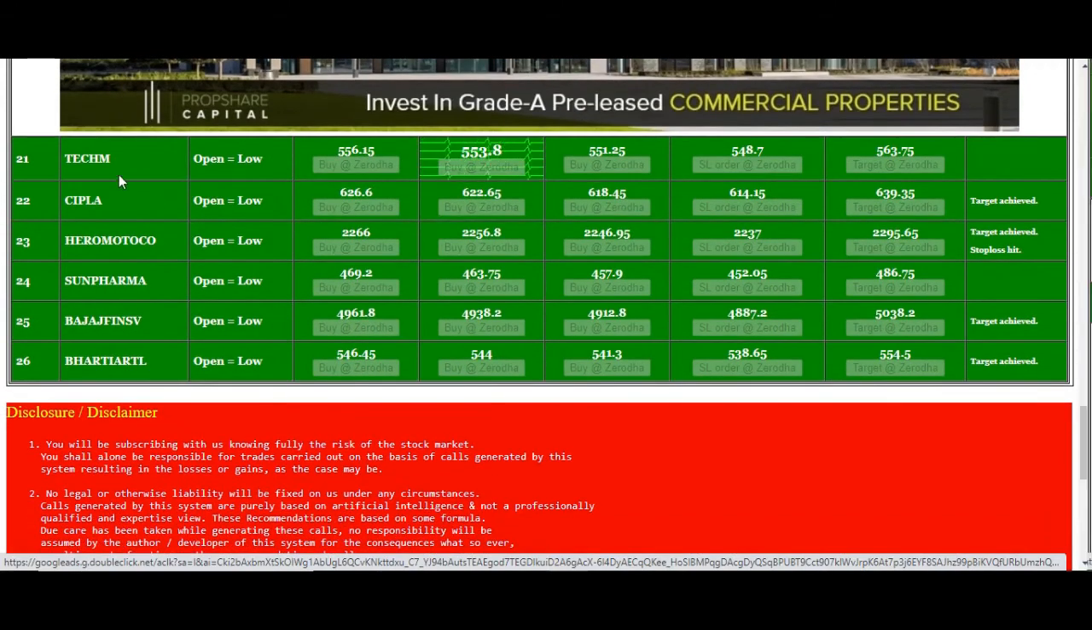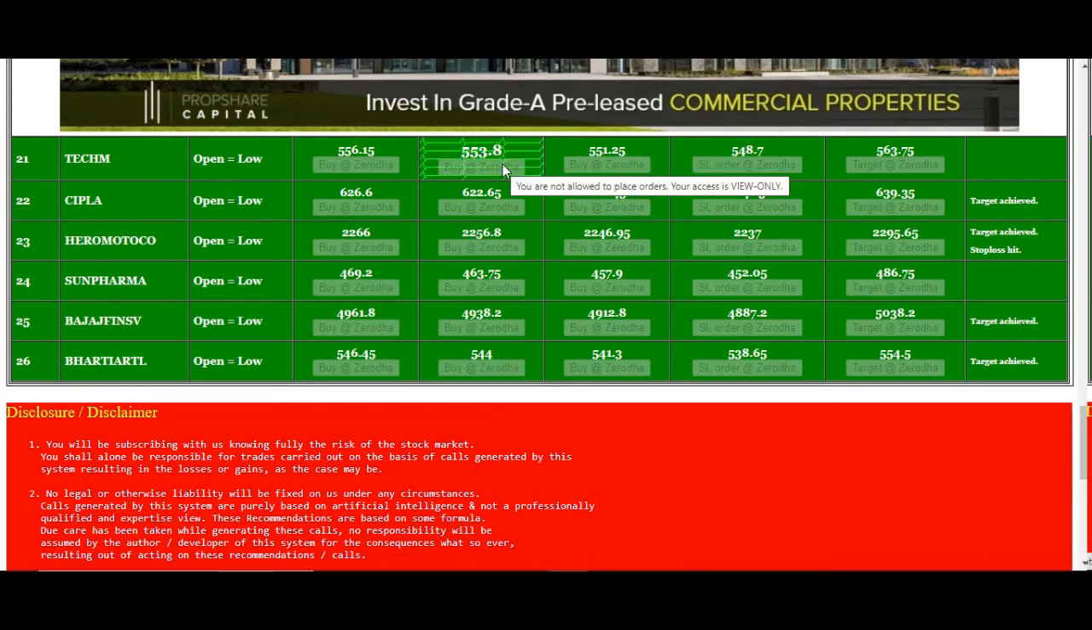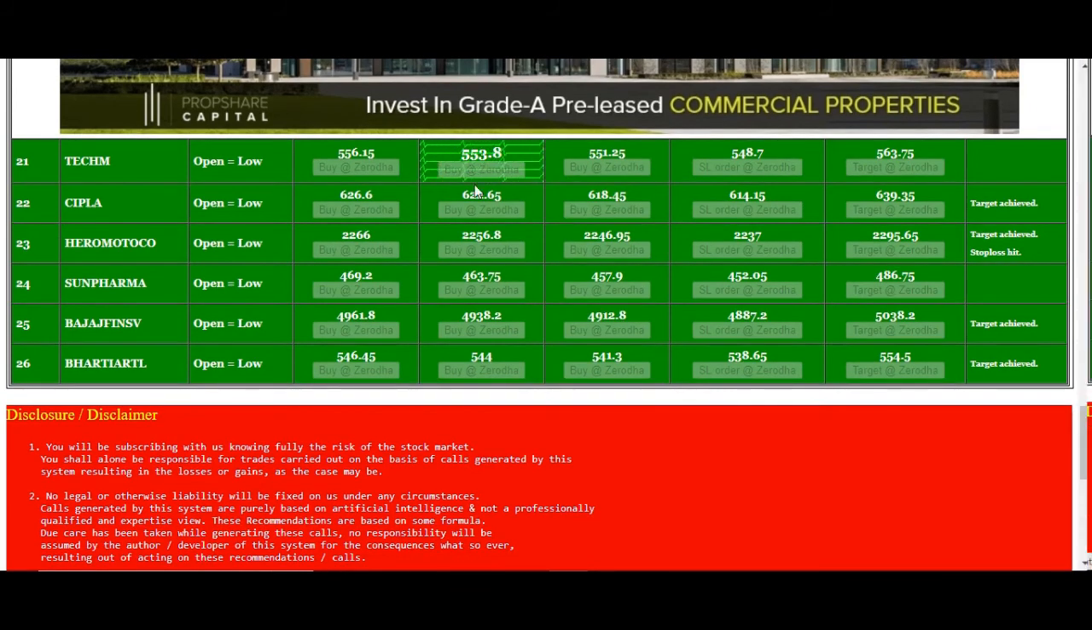So this is one of the strategies. Here you can see Tech Mahindra, which is also giving a buy signal at the level of 553.8. Once you enter, the stop loss is 551.25, which is hardly 2.50 points of risk for us, and we'll have a profit of around 10 rupees, which is about a 1:4 risk reward ratio for this open high strategy on Tech Mahindra. This is one of the wonderful strategies. What you have to do is wait 15 minutes for the market to settle down, and after that, you can do this intraday strategy.